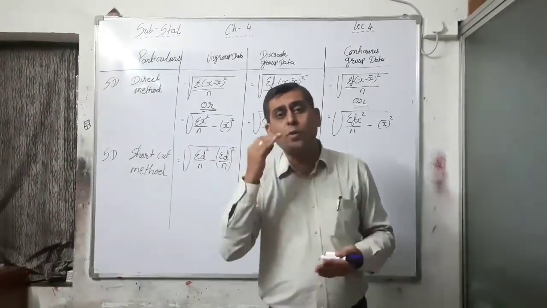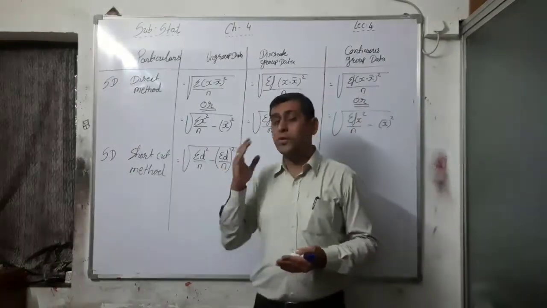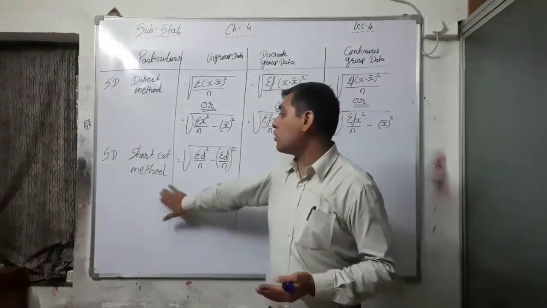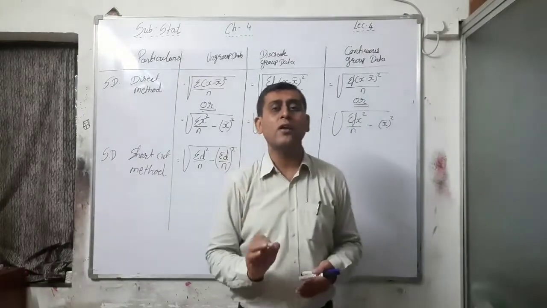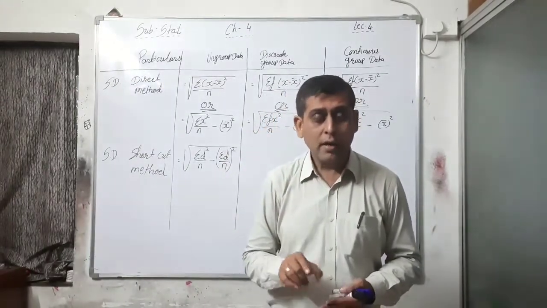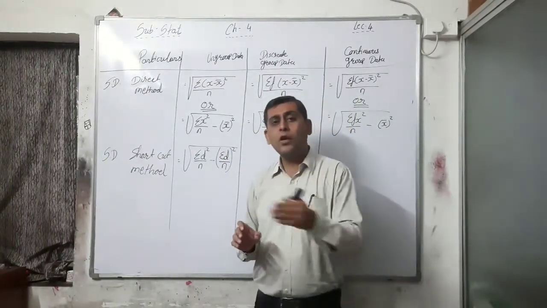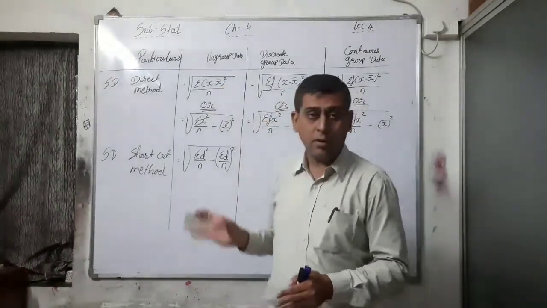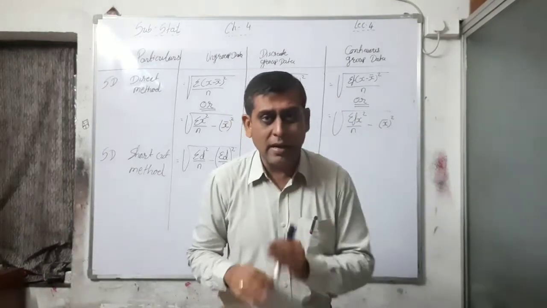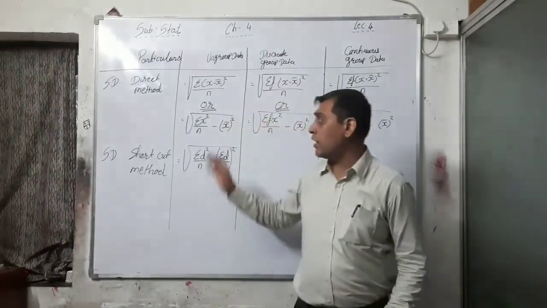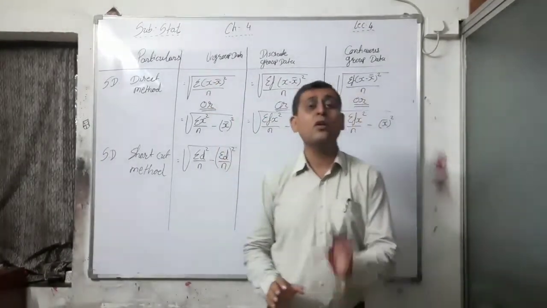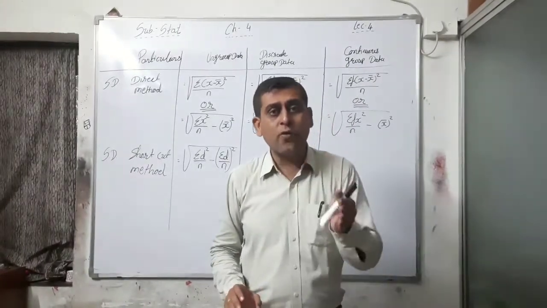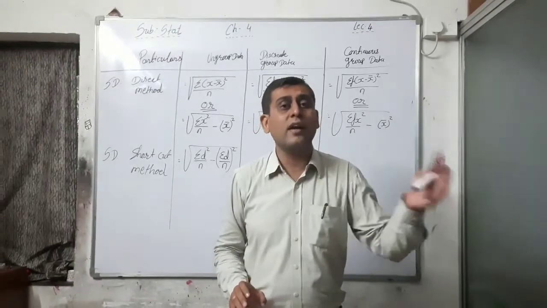If all the observations x are above 80 or 100, then you have to take the shortcut method to simplify your calculation. But if all the observations are below 50 or 20, then you have to take the direct method. Please keep in mind, there are no specifications regarding the direct method or shortcut method. You have to just save your time by simplifying your question and answer.